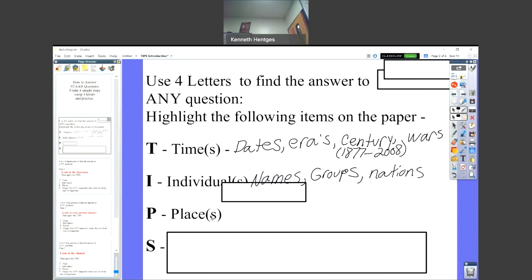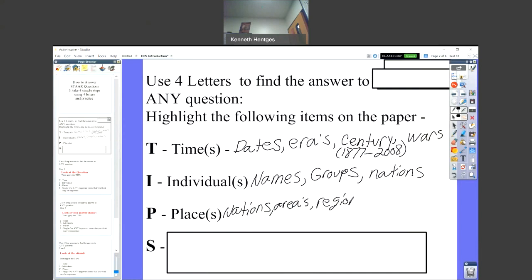Place is the 3rd letter, P. Places are nations, but they're also areas, regions. We have an area or region in the United States called the Great Plains. Just a big area. Now, there's two words that STAAR uses that you're going to have to know.